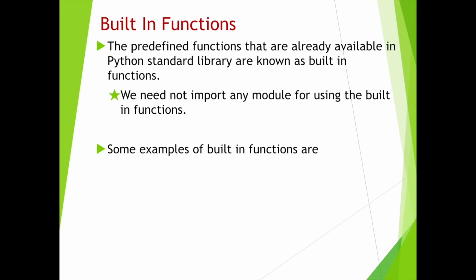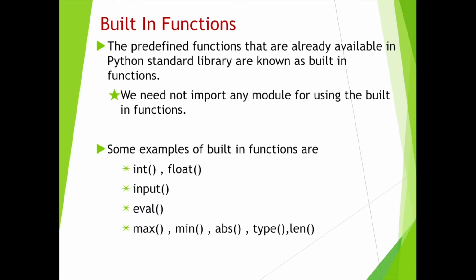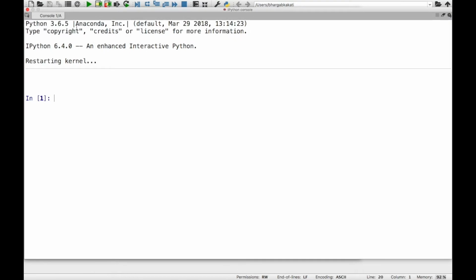Some of the examples of built-in functions are int, float, the input function, the eval function, min, max, abs, type, len, where len stands for length, range, round, and various other built-in functions. Let's try to understand and implement these functions one by one. Okay, so I'll be implementing here in Anaconda. This is the interactive mode in Anaconda. If you are using the basic Python distribution and do it in the interactive mode, you will get the same result. Okay, so the first type of built-in function is the type conversion functions.